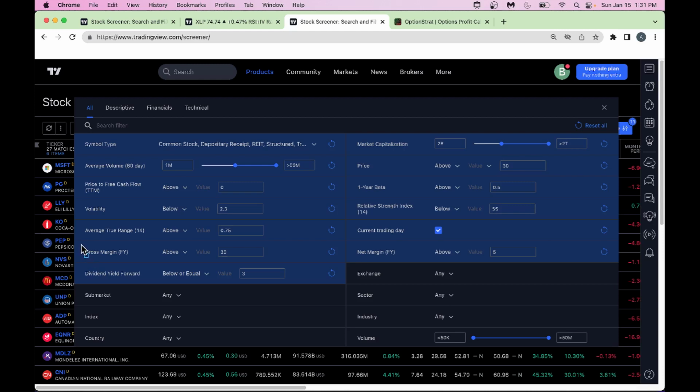And next is the gross margin. Look, I've selected here gross margin above 30. That tells you the companies we are looking for are the companies with the gross margin above 30%.